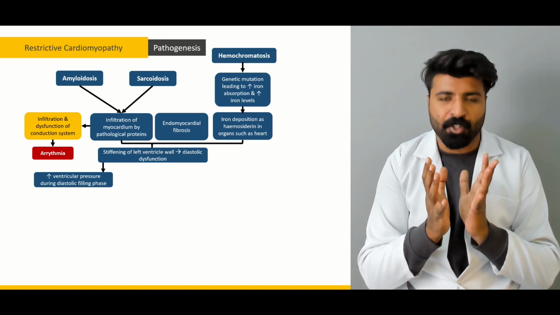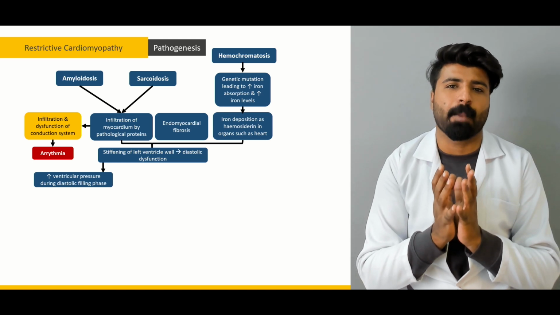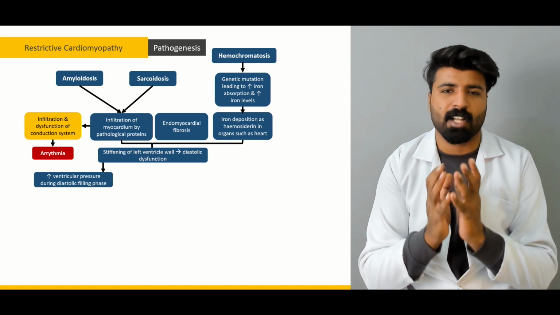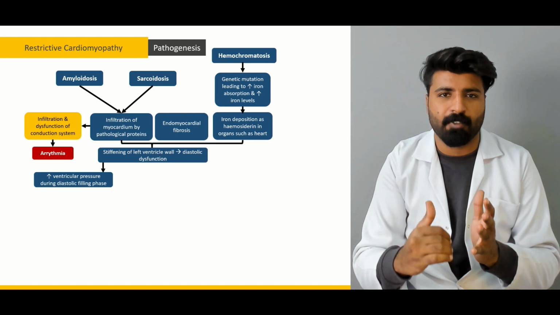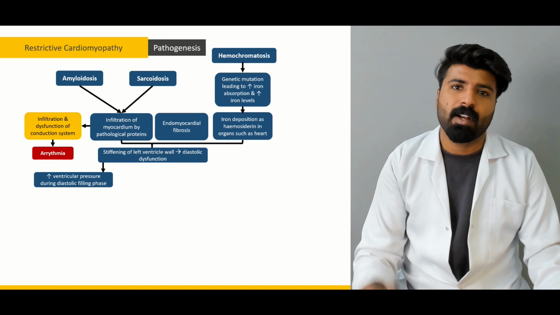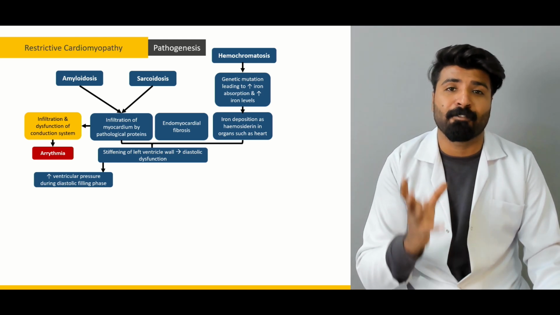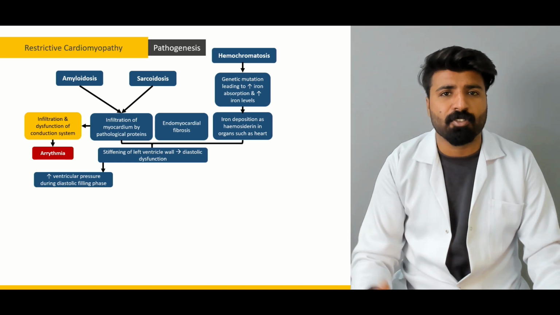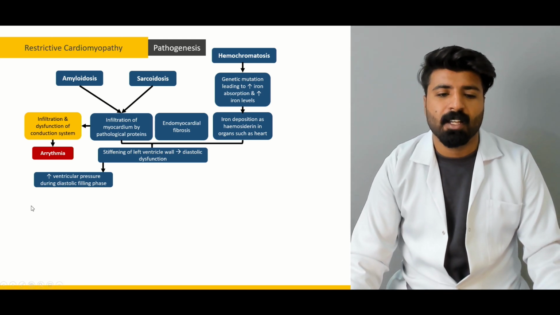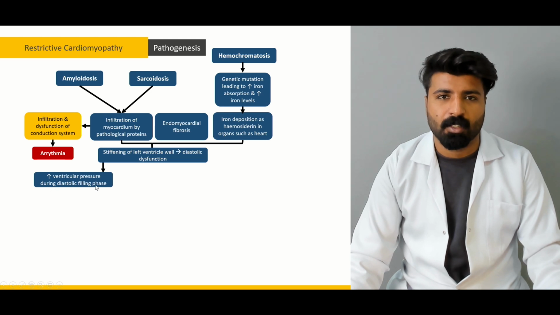When the left ventricular wall is stiff, diastolic dysfunction happens. What's diastole? Diastole is relaxation, in which the heart fills, in which the blood fills those chambers. When diastolic dysfunction happens, the heart does not have enough blood to pump in systole. So increased ventricular pressure during the diastolic filling phase will happen.